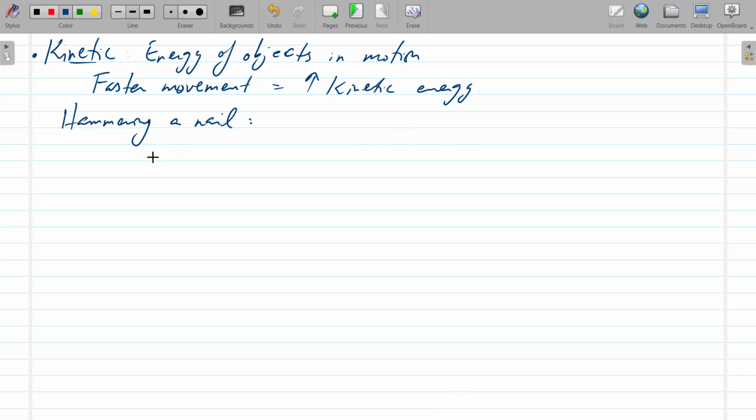So your hand, the movement of your hand, so the kinetic energy from your hand movement, when the hammer hits the nail, it causes the nail to move into the wall or the wood or wherever it is you're putting it in. And so that is an energy transfer. In this case, kinetic to kinetic.